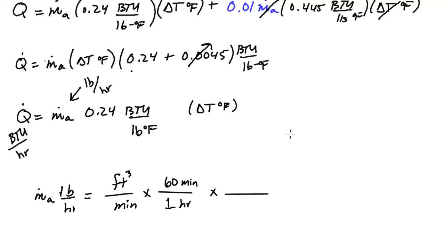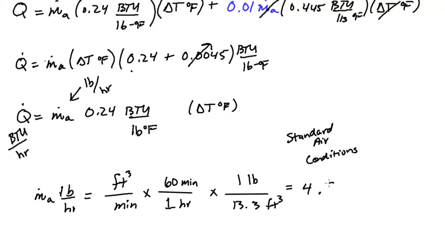And what we typically assume is that we're at standard air conditions, and we just assume a density that makes sense, and that will be around 1 pound per 13.3 cubic feet, or feet cubed of volume. And if you do this math, this comes out to around 4.5 times this here, which we typically abbreviate as CFM. So now we can replace a mass flow rate in pounds per hour by 4.5 CFM.